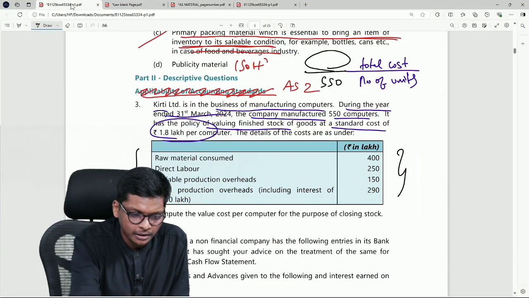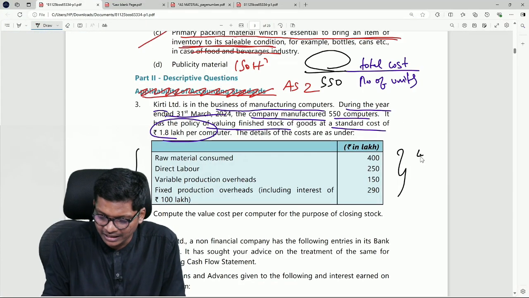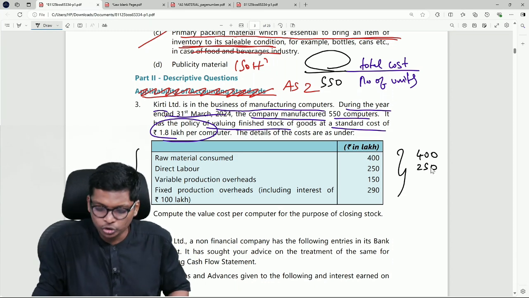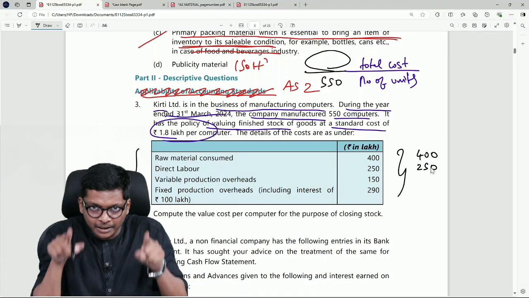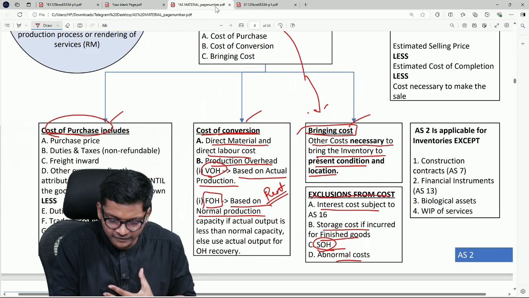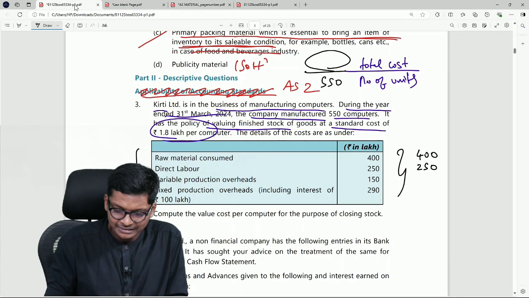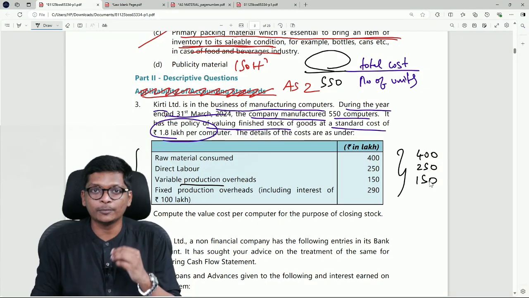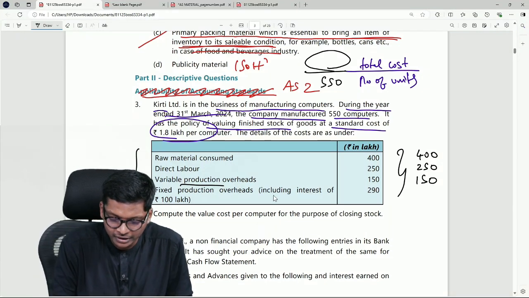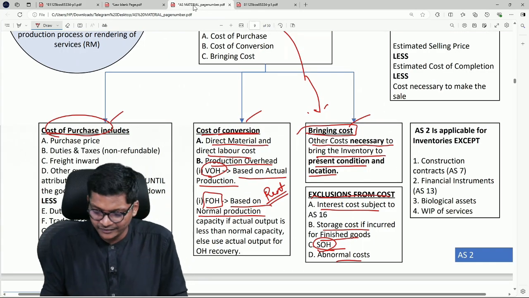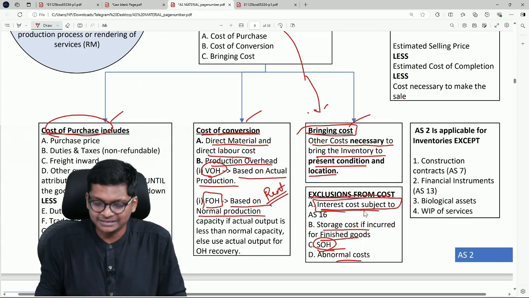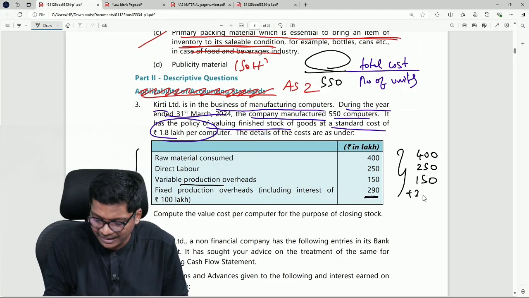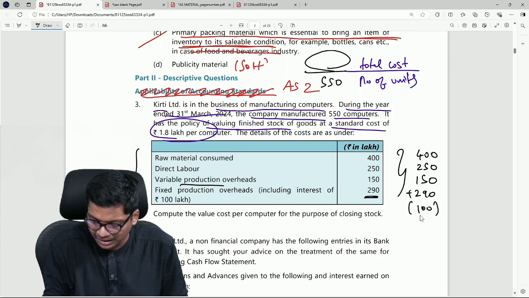This is the logic. Now come here, raw materials consumed, I will take 400 as it is because it is my direct material. Direct labor 250 also I will consider. Just now we saw in the dabba, cost of conversion we will include direct labor. Then variable production overhead also you will include 150 because variable overhead is included. Fixed production overhead including interest, and in the material we saw we do not consider interest unless AS 16 asks you to capitalize. So in this 290 we will add a 290 and reduce 100.